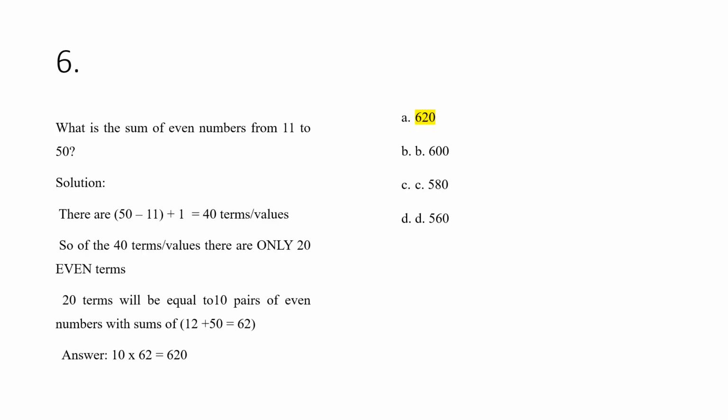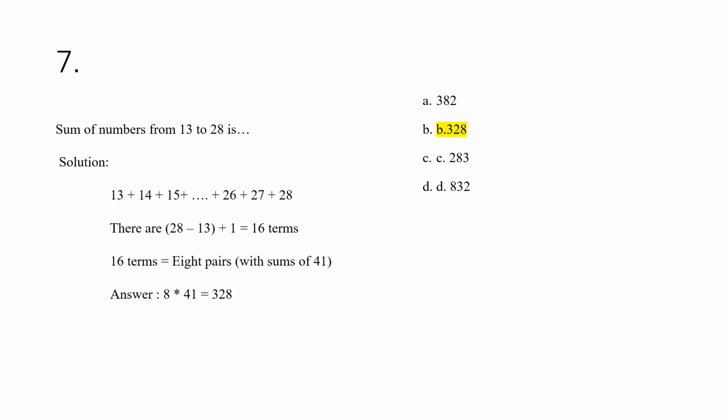For number 6, the sum of even numbers from 11 to 50, we need to account for how many terms there are in this set of numbers. From 11 to 50, there will be 50 minus 11 plus 1 terms, or 40 terms. Because we're only picking up the even numbers, from the 40 there will only be 20 even numbers. 20 terms will be equal to 10 pairs of even numbers with sums of 12 plus 50 or 62. And that will mean that the final answer will be that.